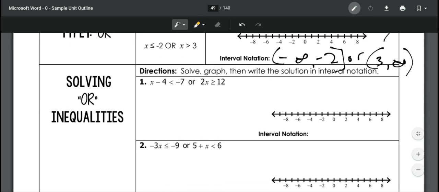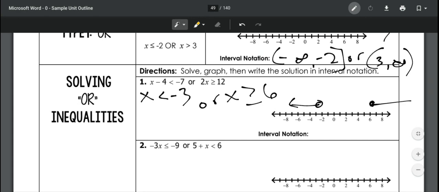So first we have to solve them, and you got to do them each separately. So we're going to get x is less than -3. And then on this one we have x is greater than or equal to 6. And you don't have to put the or in there, but you can. So we got the -3, and it's going that way, or, and then it goes that way.